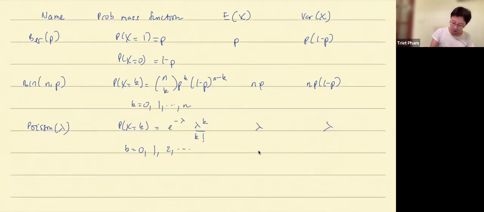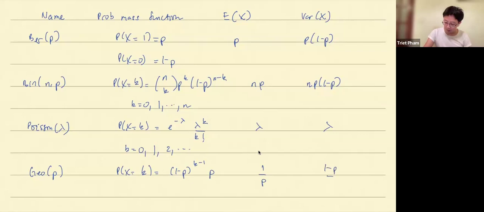Then we have the geometric, right? P, and then here it is 1 minus P to the K minus 1 times P. Expectation is 1 over P. Variance is 1 minus P over P squared.